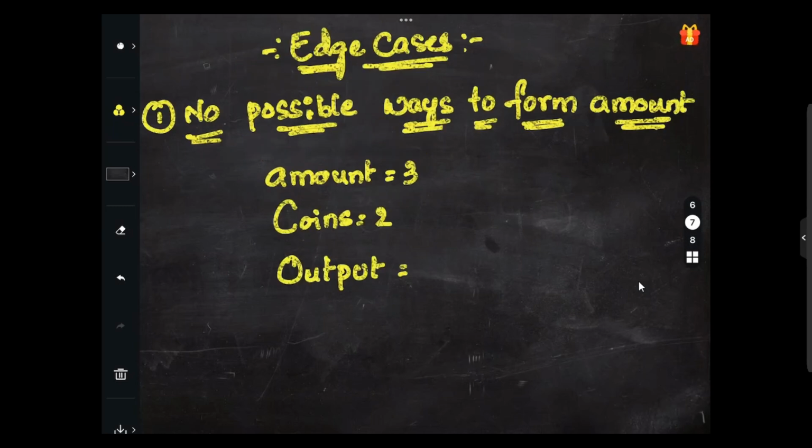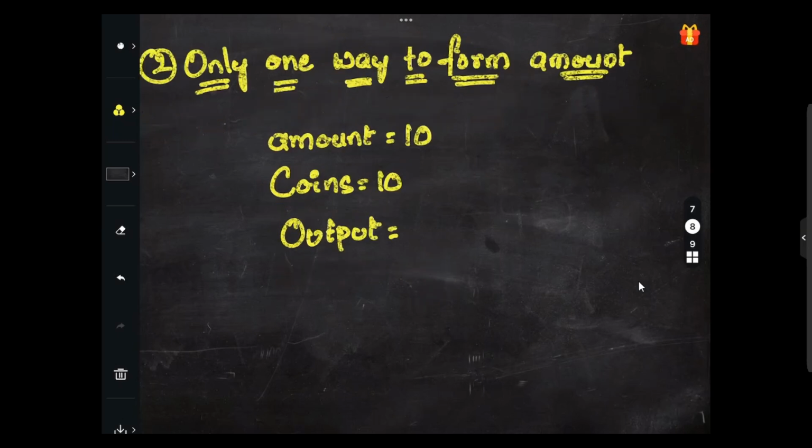Now let's discuss the edge cases very quickly, right? The first edge case that we'll be going with is this one: no possible ways to form the amount. Here the amount is 3, and they have given coin 2. So the output will be 0 in this case. So 3 cannot be formed using 2 at all. This one we have already discussed in the example, right? I hope this is clear.